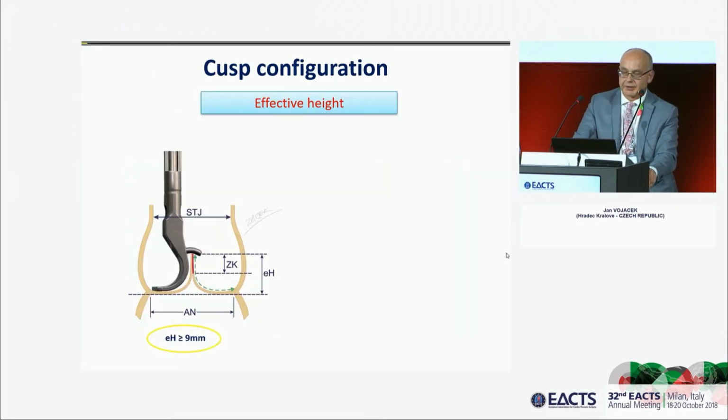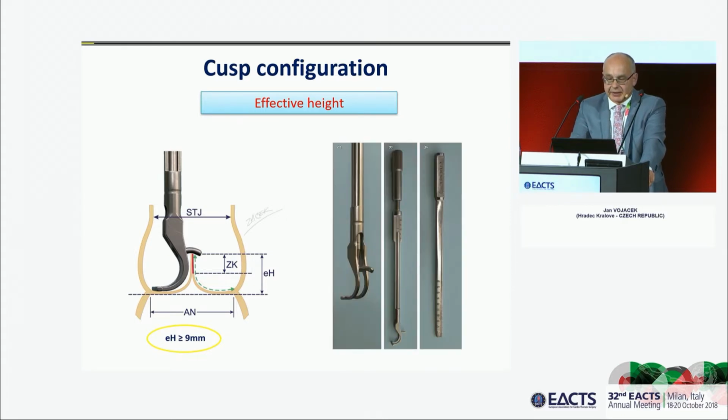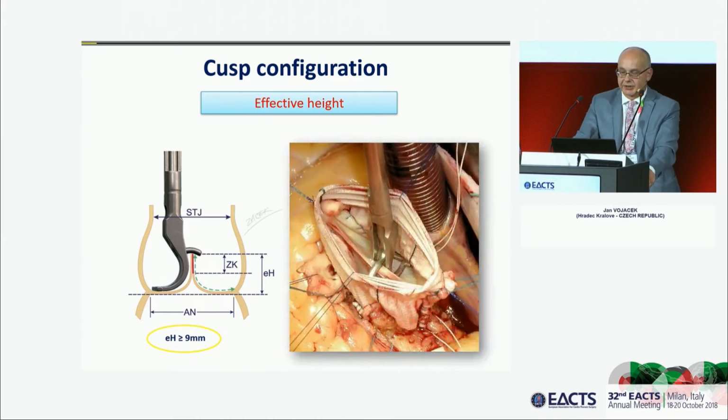Also, we need an optimal cusp configuration in terms of the effective height. And from the echo studies in healthy patients, we know that this distance, this effective height, should be at least 9 millimeters. Whenever it's less, it's basically prolapse, which must be corrected. Luckily, we have this dedicated aortic caliper, which could be used for intraoperative measurement of the effective height. As you can see on this picture, this is a bicuspid aortic valve after root remodeling, and this free leaflet is touching the bar, so there is a sufficient effective height.